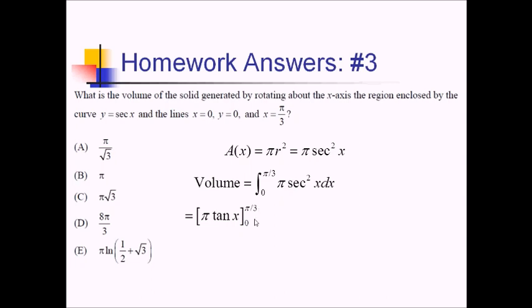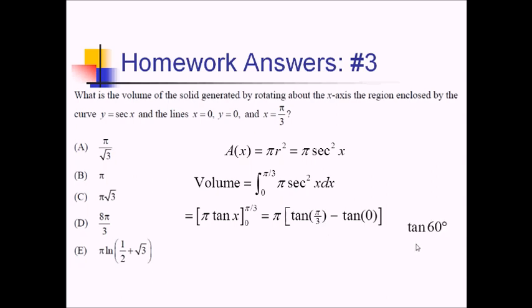So to make this a little bit easier on myself, I'm going to yank this pi out of here, and inside of parentheses now, I've got the tan of pi over 3 minus the tan of 0. Well, what is the tan of pi over 3? I don't remember off the top of my head. This is the tan of 60 degrees. So I'm just going to kind of do some scratch work over here.